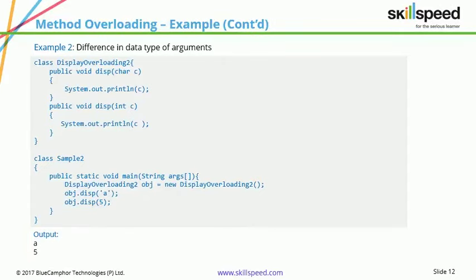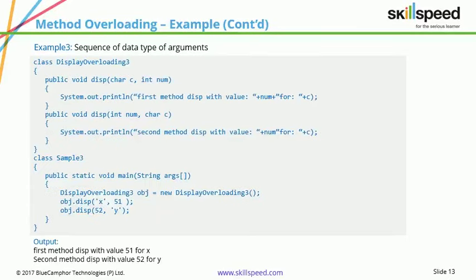Here, if you observe, we have the same number of parameters for both methods, but the type of parameter values that we are passing is different. Here is a final example for the method overloading concept, where I have the same number of parameters and the same type of parameters for the methods. However, the sequence in which we are using the parameters is different.